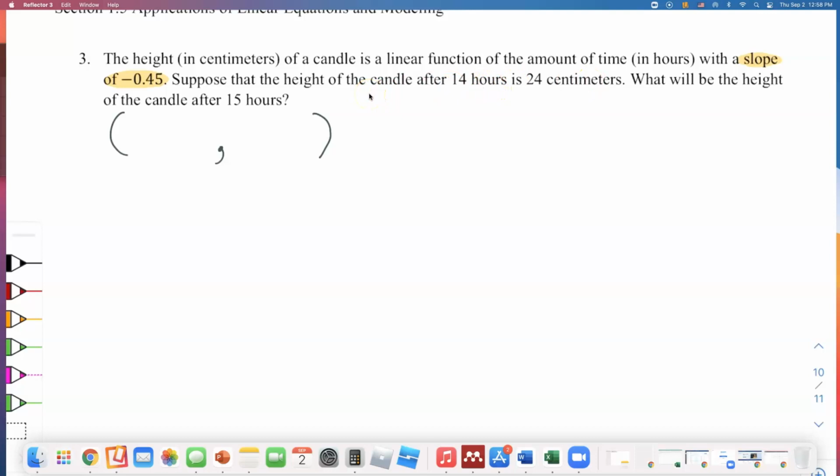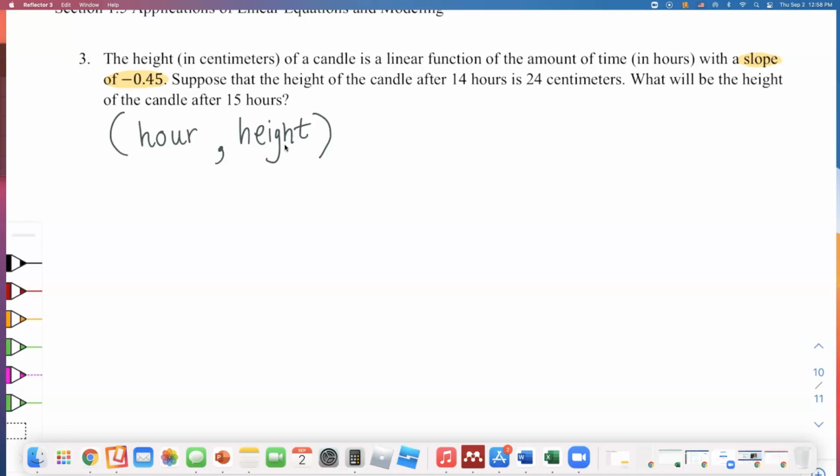The input is the time, right? Why? Because depending on how long you have been burning this candle, we're going to find the height of this candle. The height of the candle depends on how many hours we have been burning this. So the input is hours, the output is the height. All right, hold on, I don't like the way it's written.